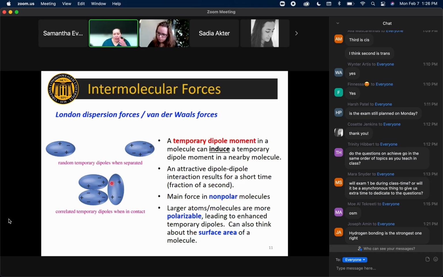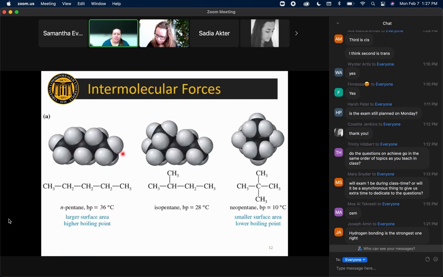So it turns out that this temporary dipole is more likely to happen the bigger the electron cloud is and the farther away it is from the nuclei. That concept is called polarizable. The more polarizable a molecule is, the more likely it is to have temporary dipoles created. There are other really technical words for polarizable, like squishy, right? The squishier an electron cloud is, the more polarizable it is, the more you can move and mesh around those electron clouds. Another way to think about this is surface area. So I'm going to show you a slide that demonstrates that.